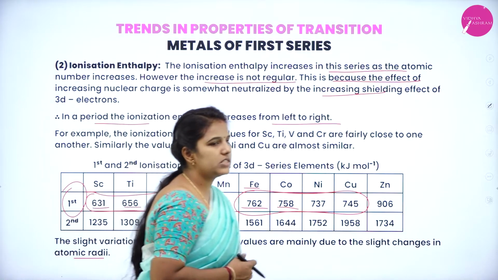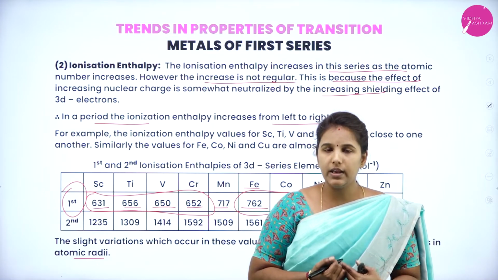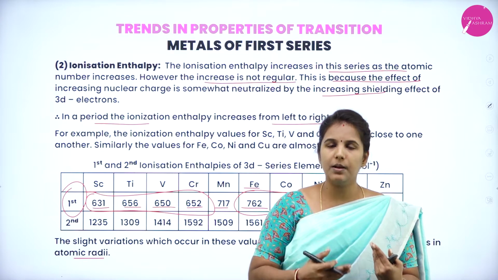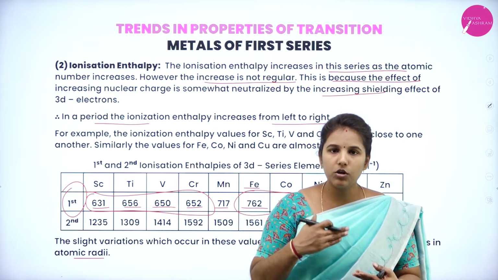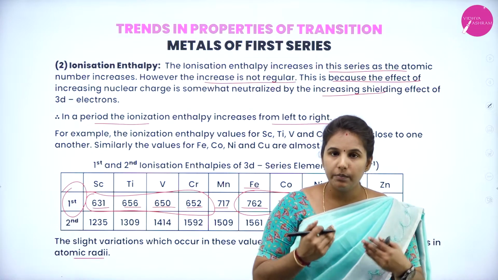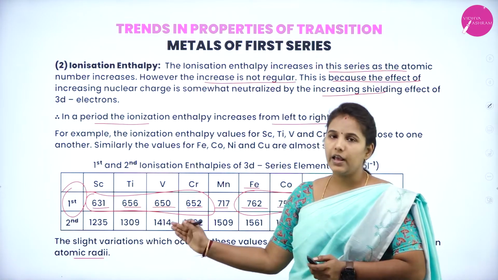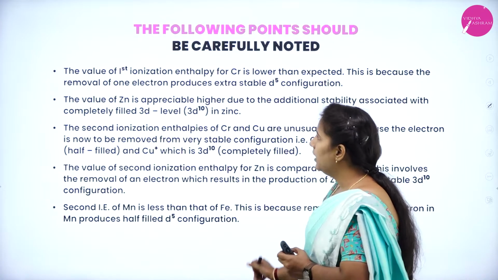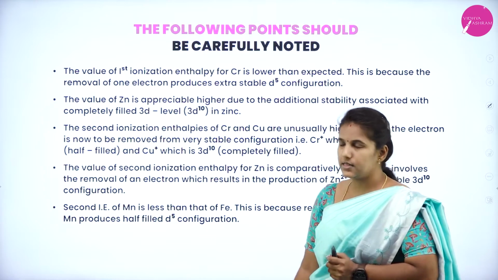Why do these slight changes take place? As we have understood, the atomic radii start decreasing, but midway they become almost close to each other and then there is a sudden increase in the atomic radii. Because of that, there are slight changes in the ionization enthalpy as well. And we have to understand more about the following things here.